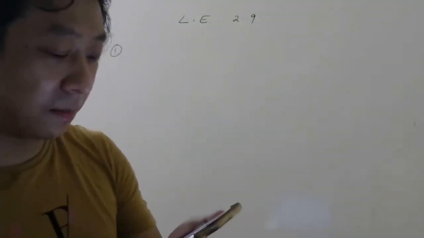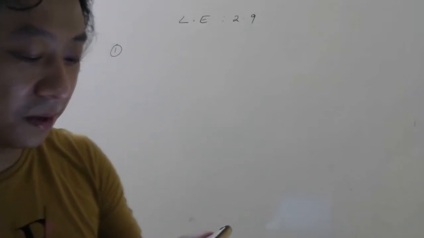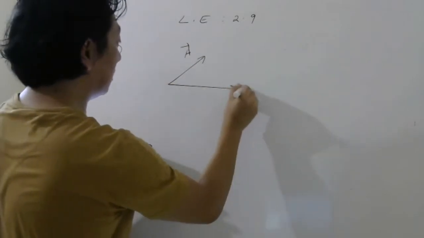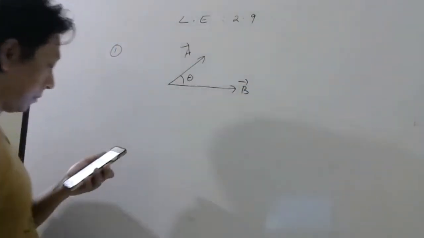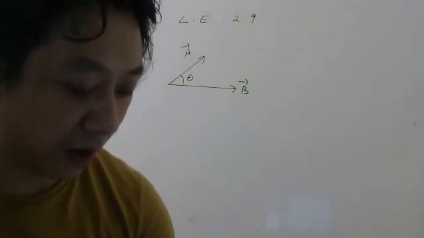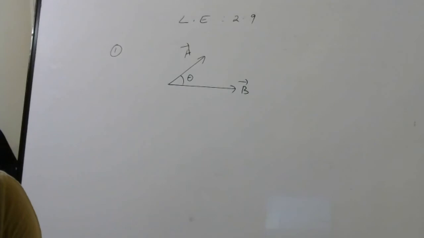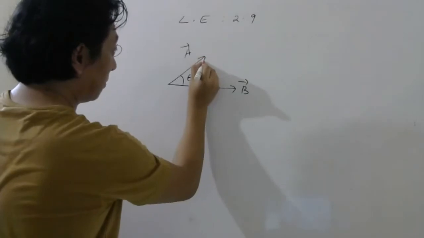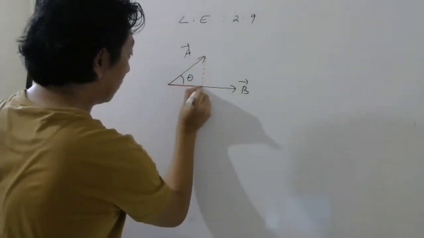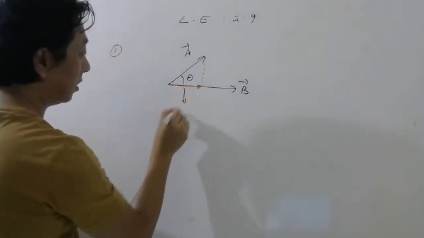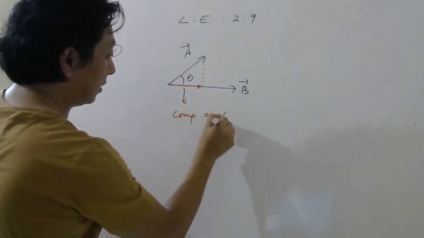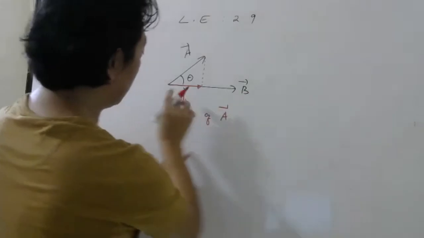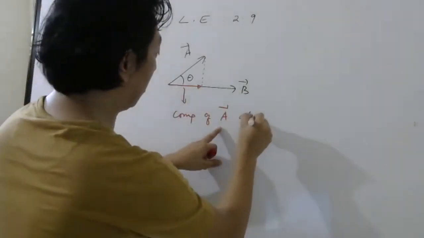A vector A bar makes an angle theta with another vector B bar. What is the component of A bar along B bar? So what you should do, drop a perpendicular. So this is the length of the component of this A bar along this line, and this line is B bar. So this red one is your component of A bar along B bar.